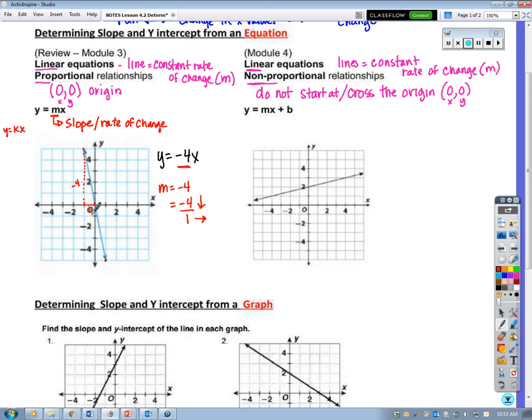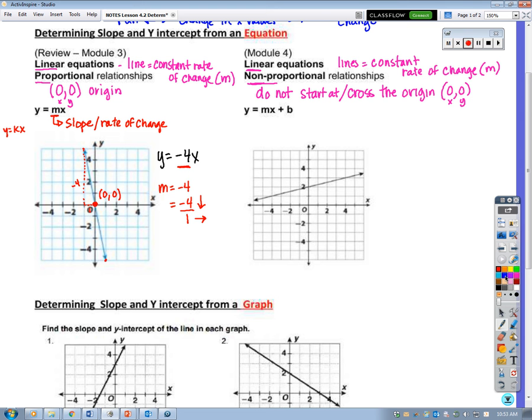And this is a proportional relationship because it crosses the origin. It goes through the point 0, 0. When x is 0, y is 0. So this is a proportional linear relationship. The equation is y equals mx, and you find the slope by taking a look at that equation. Where would m be? That's our slope.